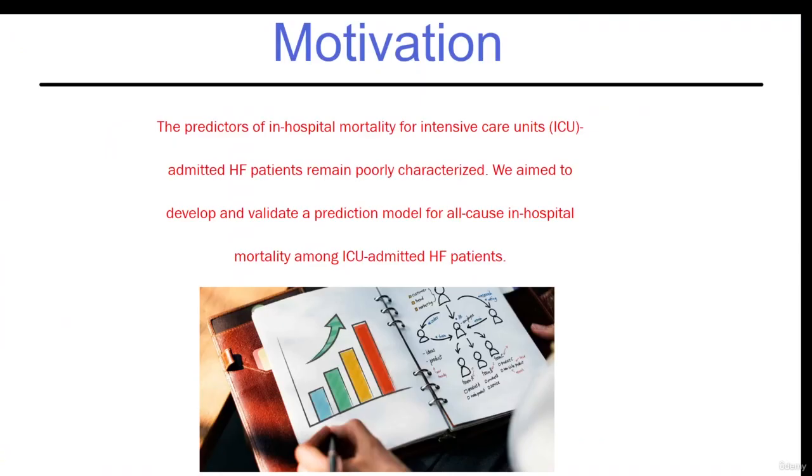So now moving on, what is the motivation behind it? What is the need of this project? So basically what happens is, as it is written, the predictors of in-hospital mortality for intensive care unit admitted HF patients remain poorly characterized. So basically the predictors which are in the ICU models are poorly characterized. That means the accuracy is not that good. They don't provide good results.